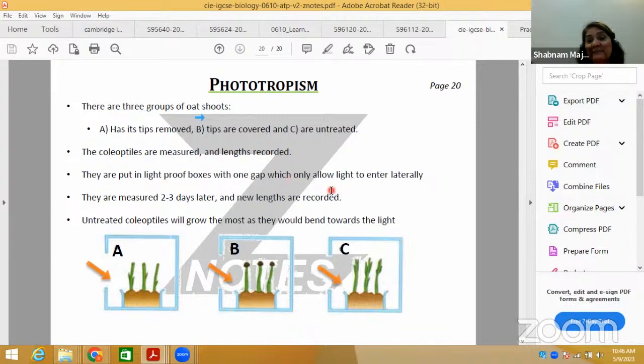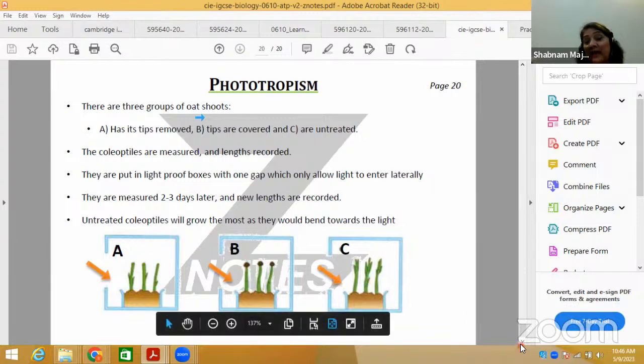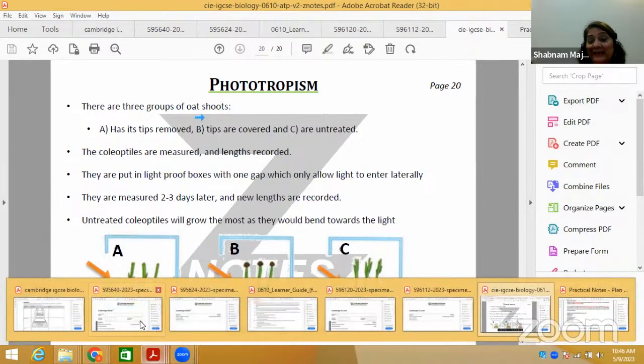Ye dekho, one gap will only allow light to enter laterally. Laterally means side. They are measured 2 to 3 days later. New lengths are recorded. Untreated coleoptiles will grow the most as they would bend towards the light. A mein aap dekh lo kya ho raha hai, B mein kya ho raha hai, aur C mein kya ho raha hai, and you can see the comparison with this. I hope mainly I have mostly covered whatever is mentioned in terms of investigations.